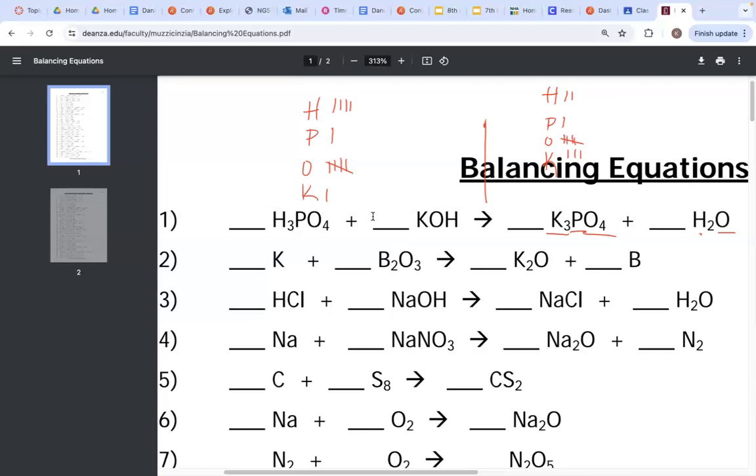Any particular place you want to start? I think I know where I want to start. Would it be hydrogen? Yeah, I was actually thinking about hydrogen as well because we can add a 2 here. That would give us 4.